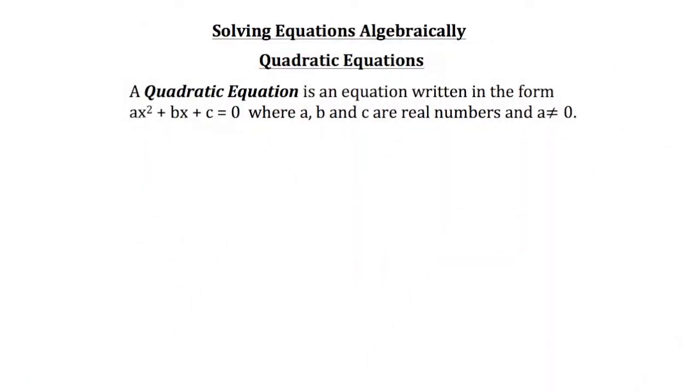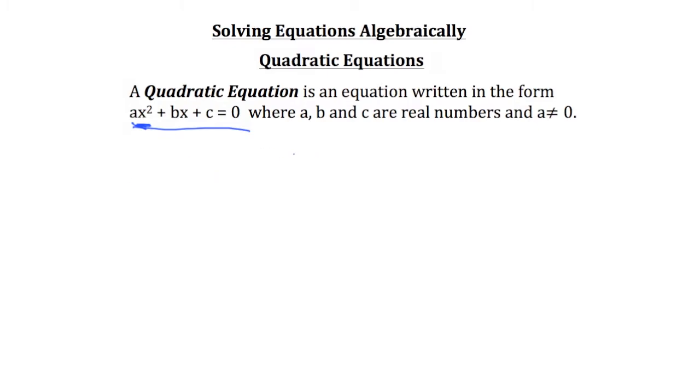Next, we're going to discuss quadratic equations. A quadratic equation is an equation written in the form ax squared plus bx plus c equals 0, where a, b, and c are real numbers and a does not equal 0. A quadratic equation written in this form is said to be in standard form. Sometimes quadratic equations are called second-degree equations because, as you can see on the left side, we have a squared component, so it's of degree 2. Quadratic equations are easily solved by factoring.